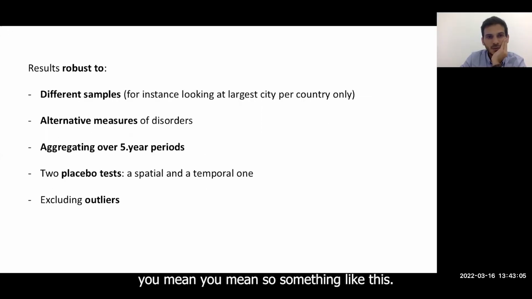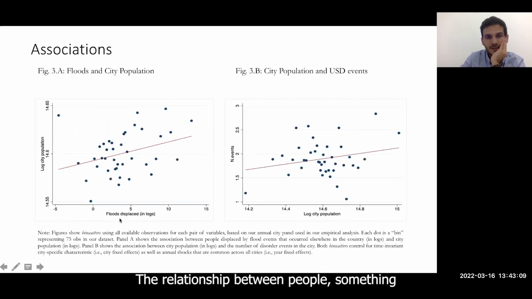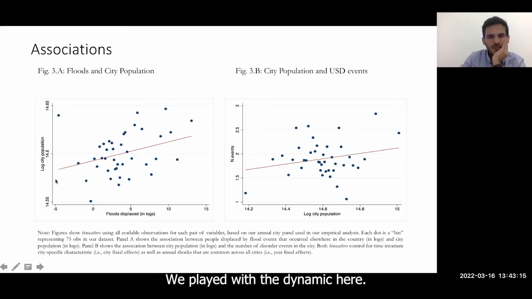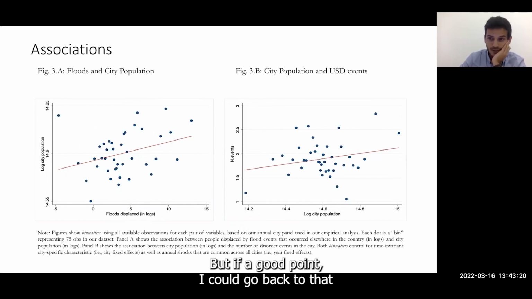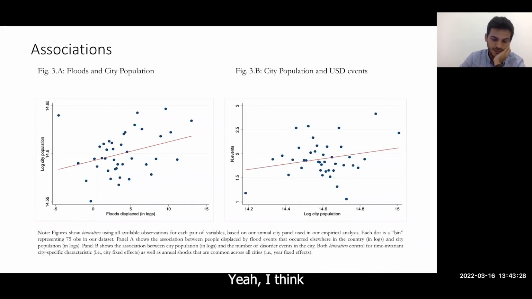You mean something like this, the relationship between people? Exactly, yeah. I don't know to what extent we changed, we played with the dynamics here, but it's a good point. I could go back to that to see if there are also some dynamics here. Yeah, I think that would make it more convincing, the sequence of events. Yeah, thank you.